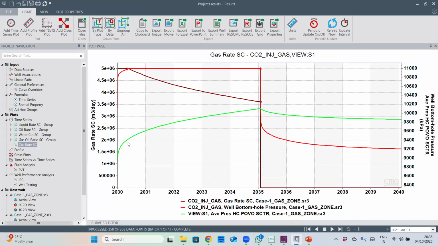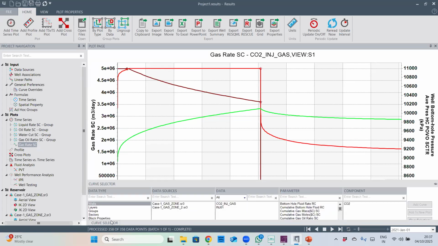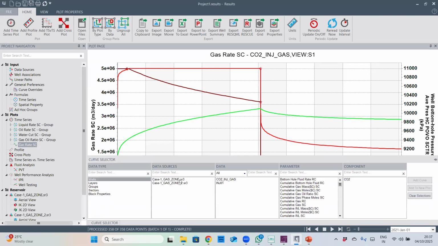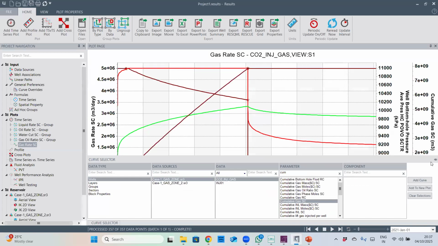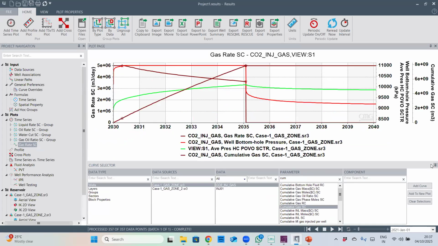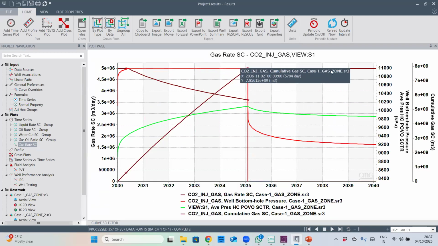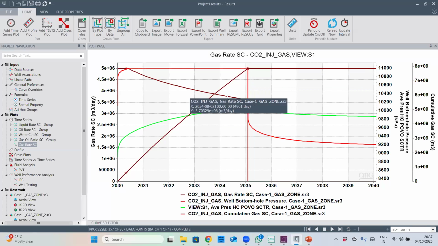So you can see the reservoir pressure increase with injecting CO2, right? Let me also put the cumulative CO2 injected, cumulative gas SC. So you can see I'm injecting a cumulative gas of around 8 BCM, quite high, billion cubic meter, right? So that is what I have tried to understand, how this happens.